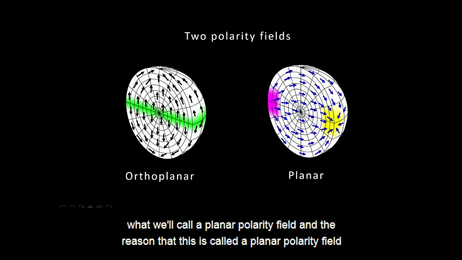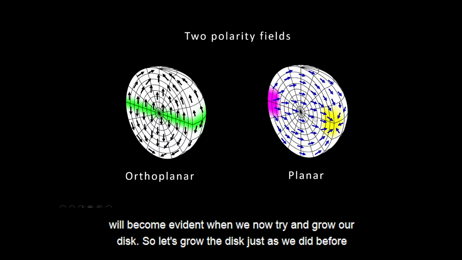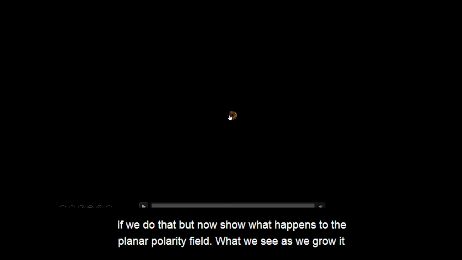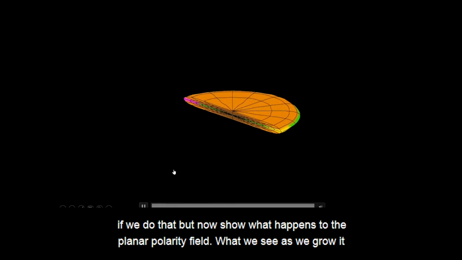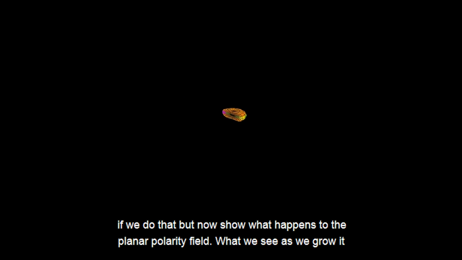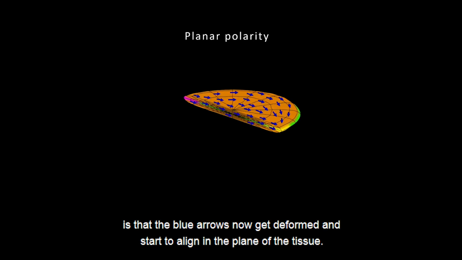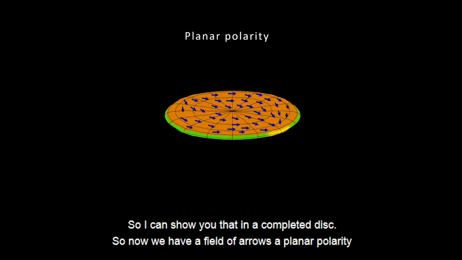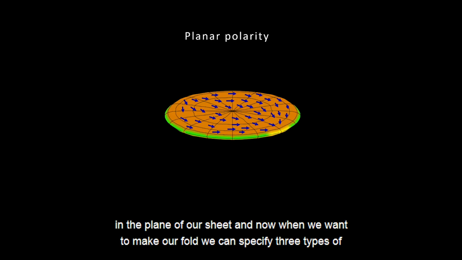And the reason that this is called a planar polarity field will become evident when we now try and grow our disc. So let's grow the disc just as we did before, orienting the growth with this orthoplanar field such that growth is perpendicular to it. All right, if we do that, but now show what happens to the planar polarity field, what we see as we grow it is that the blue arrows now get deformed and start to align in the plane of the tissue. All right, so I can show you that in a completed disc. So now we have a field of arrows, a planar polarity in the plane of our sheet.